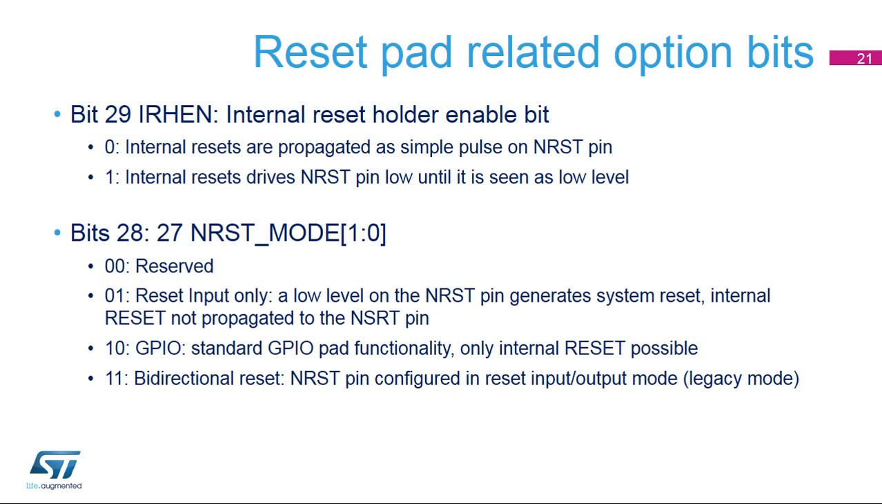Bit 28 configures the NRST pin, either as a GPIO, as a reset input only, or as a reset input and output. When it's a reset input and output, bit 29 configures the output stage, either a pulse generator or a low-level driver which drives the pin low until it's seen as low-level. This is useful when the reset line has an important capacitive load.